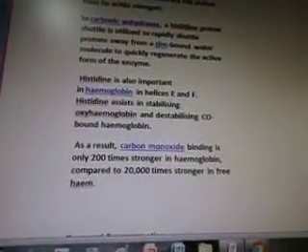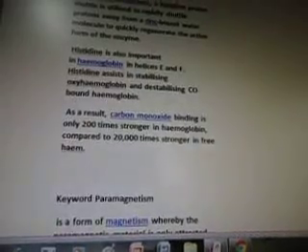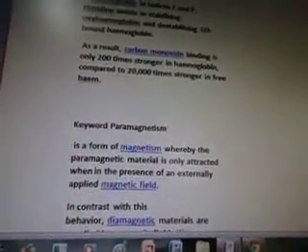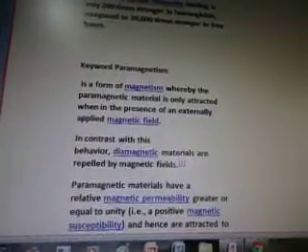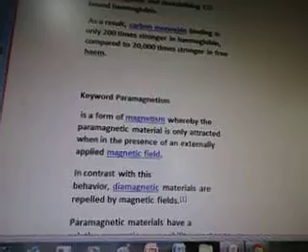Histidine is also important in hemoglobin. In helices E and F, histidine assists in stabilizing oxyhemoglobin and establishing CO-bound hemoglobin. As a result, carbon monoxide binding is only 200 times stronger in hemoglobin compared to 20,000 times stronger in free heme. So it's talking about binding and strength, right? And also of enzymes and water molecules.